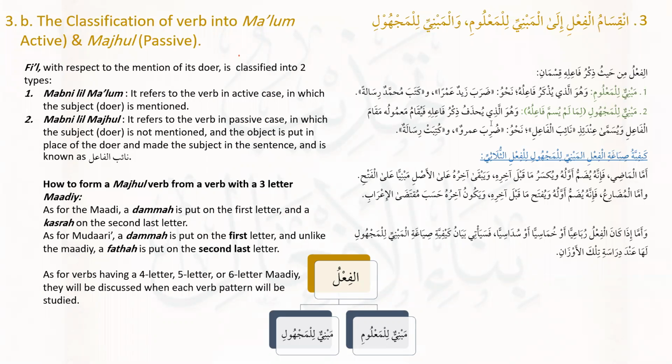يعني in the ماضي, just like we did with كتب, we put a dhamma on its first letter and on the second last letter a kasra. That's what it says.